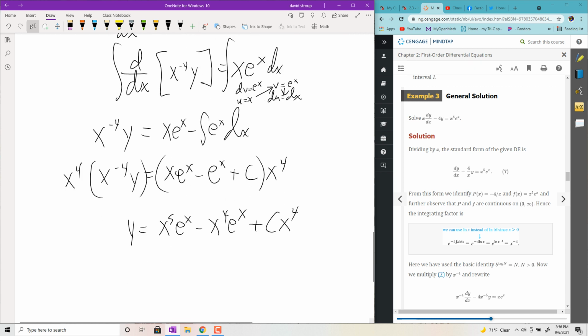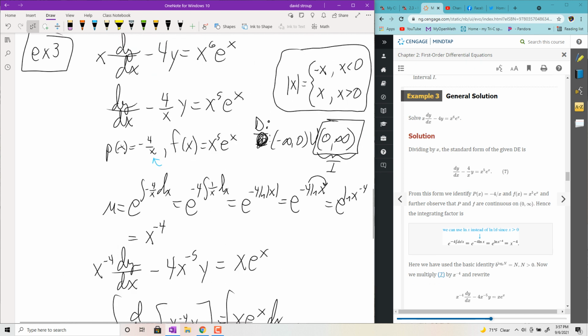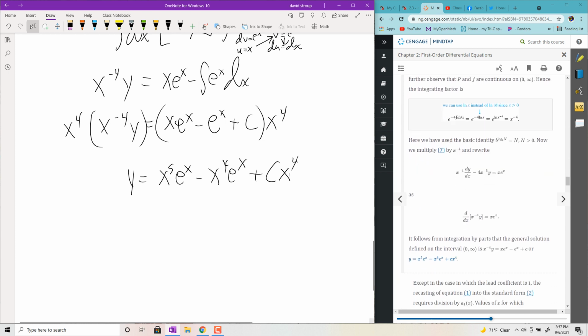Looking at this solution, and note the domain of this solution is negative infinity to infinity, but that can't be your interval of definition because we've already made this presumption that it was 0 to infinity because of this issue where we divided by 0. Okay, so that's not a peculiarity of this problem. It seems like the interval should be bigger, but it's not.